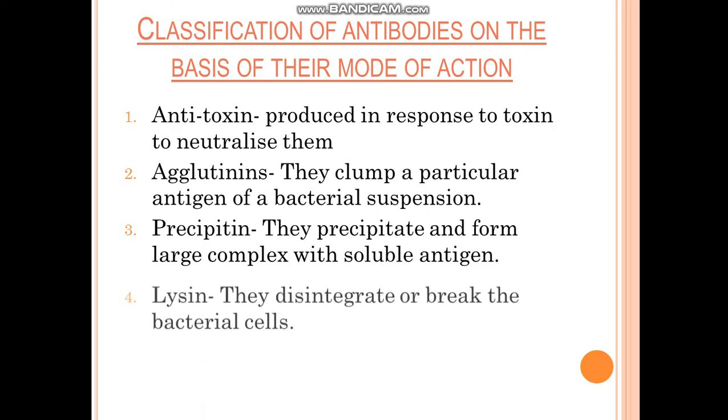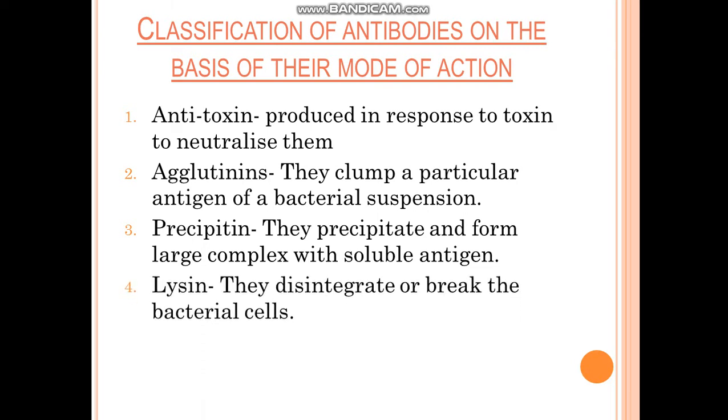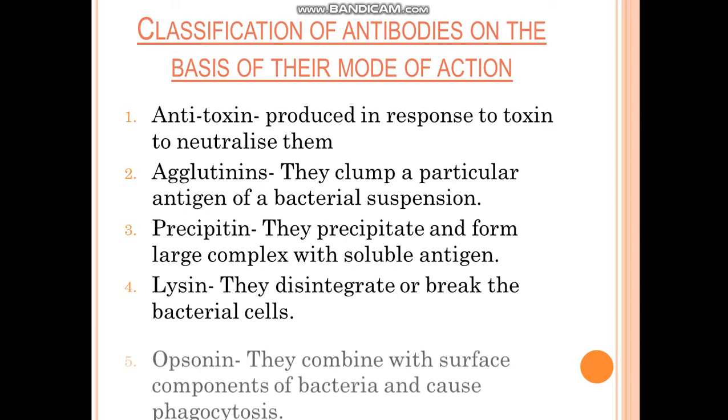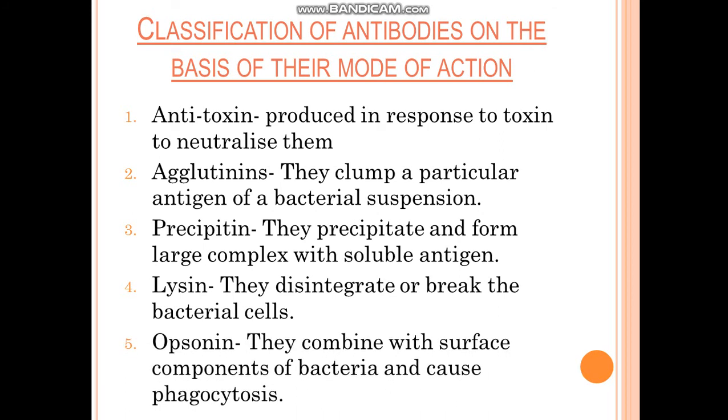Okay, next is lysine. Lysine means lysis, that means breaking down. They disintegrate or break the bacterial cells only. They go and disintegrate the original thing, that is the bacterial cell only. They are not acting on the products which the bacterial cell is producing, but lysine goes and disintegrates the whole bacterial cell, so it is not able to produce any toxin substances.